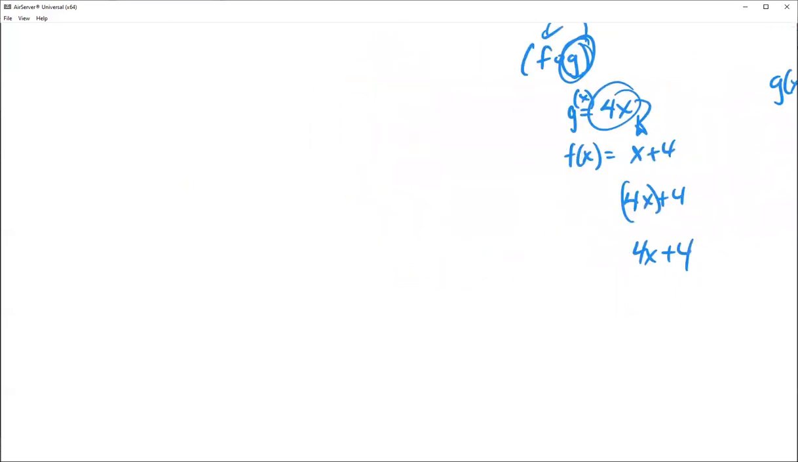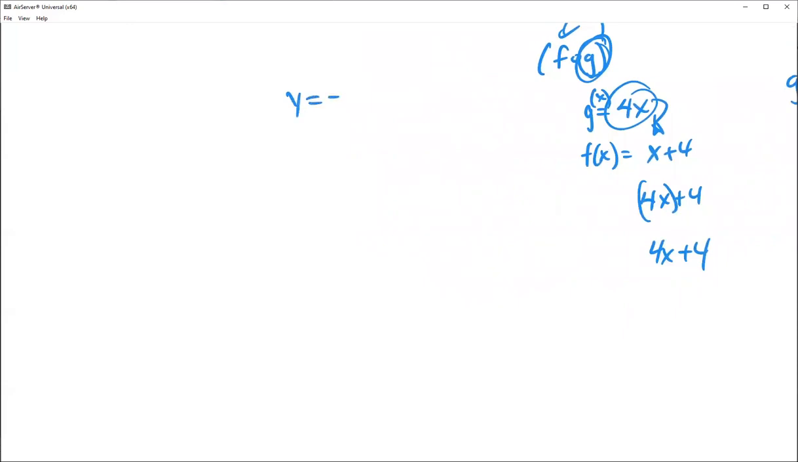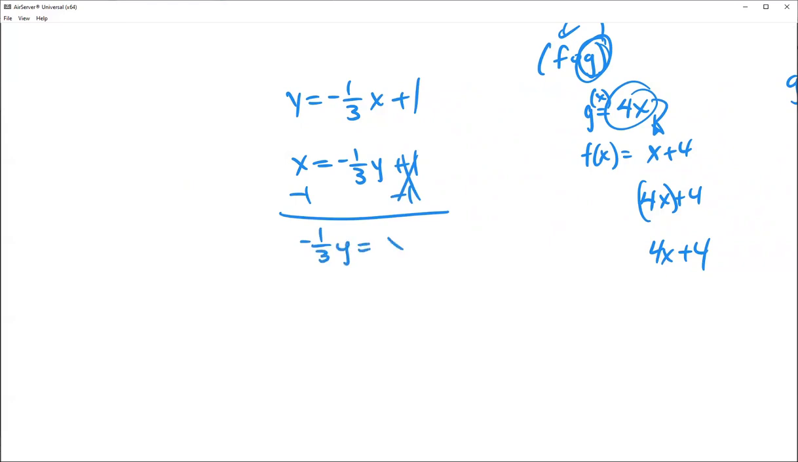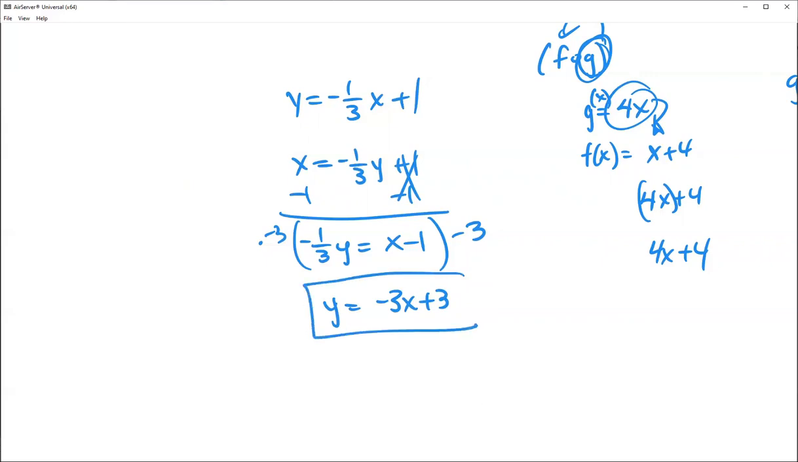If we get the inverse, number 12, y is equal to negative 1 over 3 x plus 1. All we are doing is switching the x and the y. So switch the x and the y. Subtract the 1, and what you want to do is solve for the y. So it'll be negative 1 over 3, y is equal to x minus 1. Multiply both sides by negative 3. And so this is y is equal to negative 3x plus 3. Okay, that was number 12.